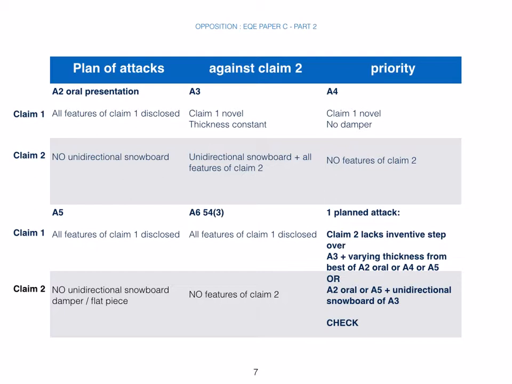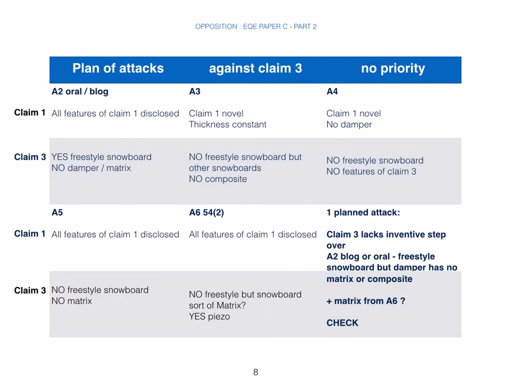Next, we turn to the attacks against claim 3. As claim 3 includes the subject matter of claim 1, I've represented the double rows of claim 1 and claim 3 on this slide. You can easily see from the novelty matrix that claim 3 is novel over each prior art document A2 to A6. So we're looking once again for lack of inventive step.